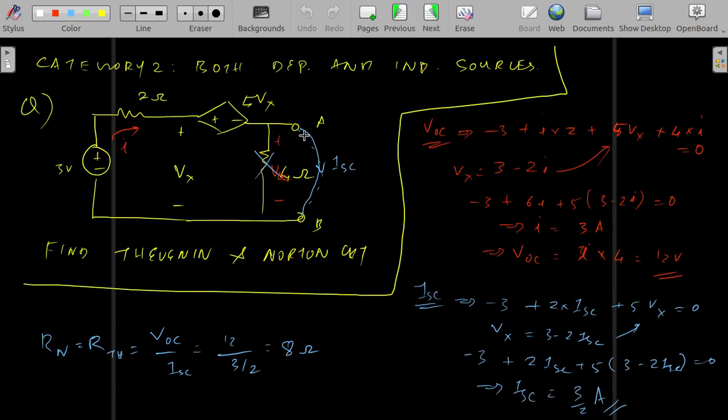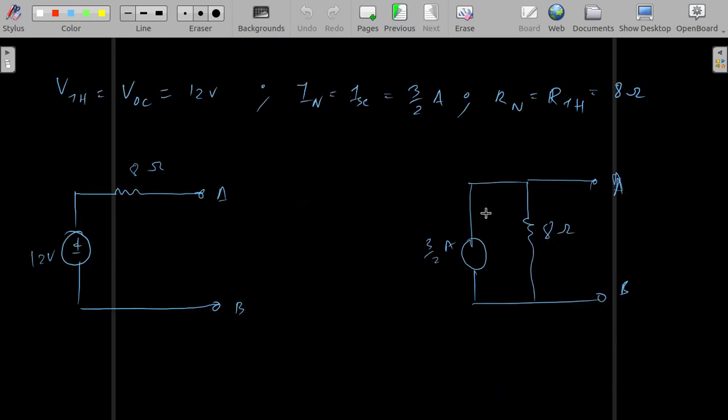Again, be careful regarding the arrow, the direction of the current. Current is going from A to B. So again, it should be like this, so the arrow should be upwards. So this is the Thevenin circuit. This is the Norton, and both of them are equivalent and duals.